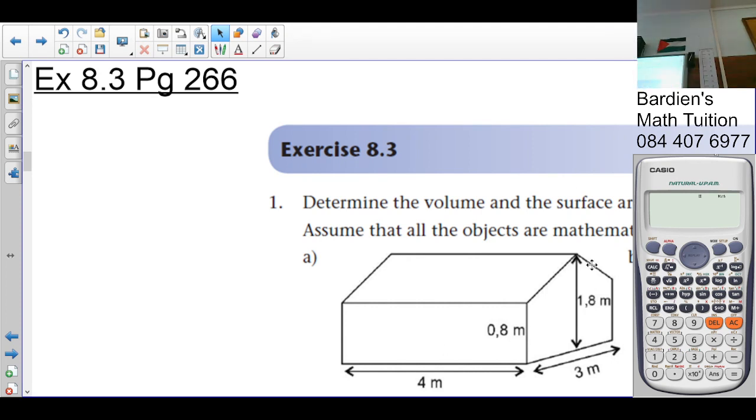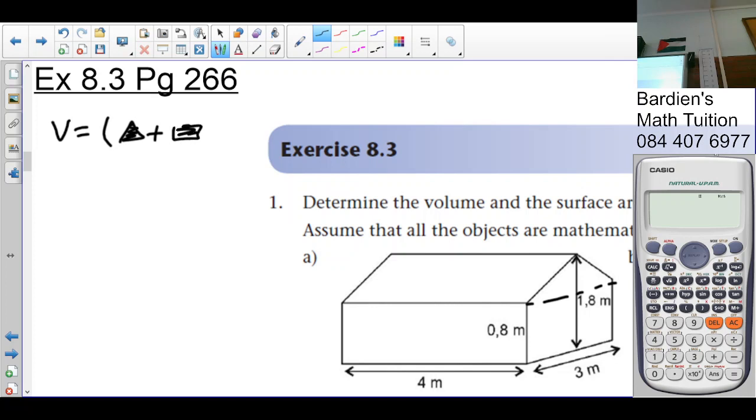Right, so how do we determine the volume, people? Volume is going to be area of base times height. The shape of this base is a composite shape made up of a rectangle and a triangle. So to calculate the volume is area of base, so area of a triangle plus the area of the rectangle, times the depth of the object.